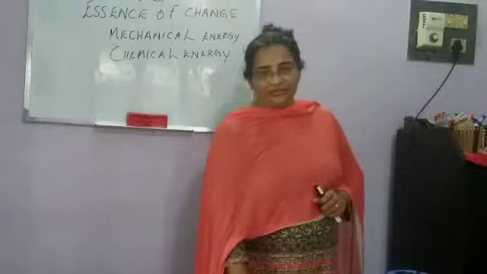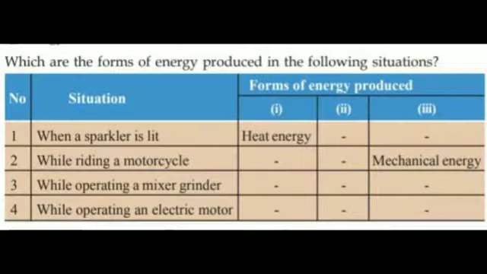Now when you look into the table here, just tell me why when a sparkler is lit, heat energy, light energy and sound energy is there. Riding a motorcycle, what are the different types of energy which are produced? Yes, heat energy, sound energy and mechanical energy. Again, while operating a mixer grinder, what are the different types of energy that are produced? Heat energy, sound energy and mechanical energy. And one more is there, while operating an electric motor also. Write down the different types of energy that are produced.